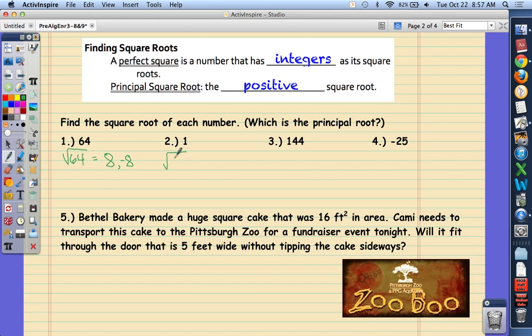The square root of 1. 1 is a perfect square. 1 times 1 gives me 1, and negative 1 times negative 1 gives me 1. So 1 and negative 1 are the square roots.